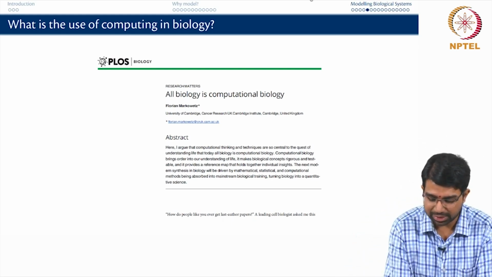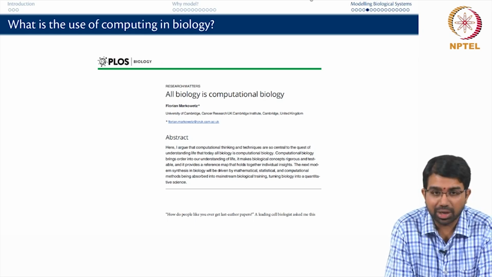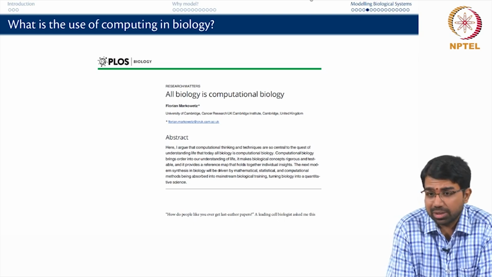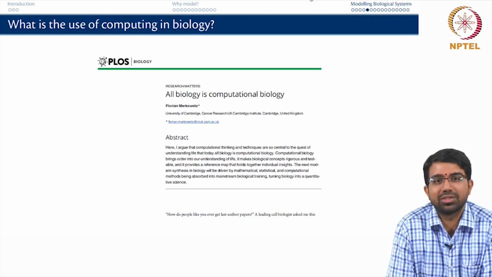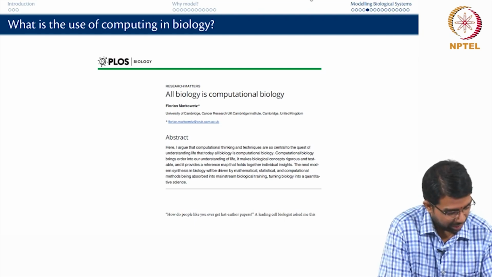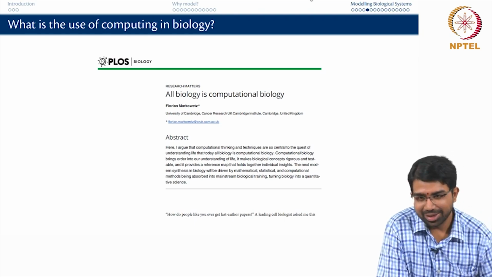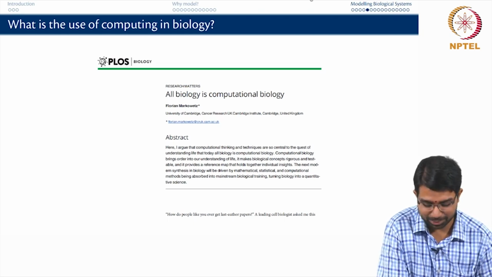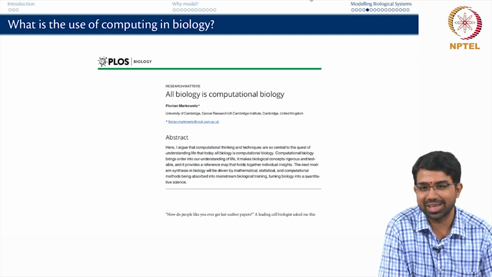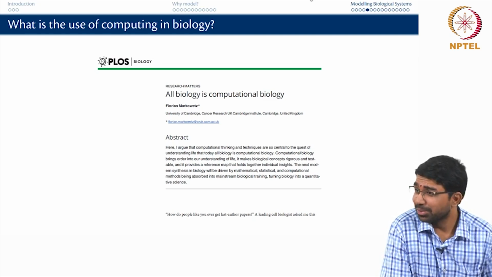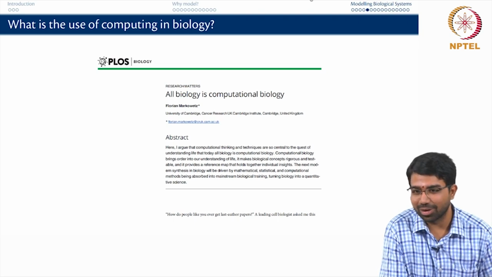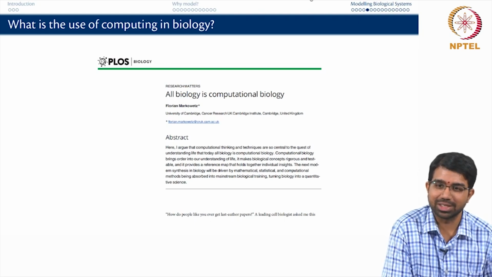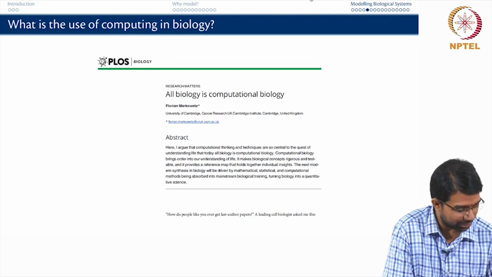Right? So, here he basically says that the next modern synthesis in biology will be driven by mathematical, statistical and computational methods being absorbed into mainstream biological training, which is what we hope to achieve through courses such as these. And if you note, I have a small quotation at the end, from the initial part of the paper, which is, how do people like you ever get last author papers, right. Because bioinformaticians usually play second fiddle all the time, and it becomes a challenge for them to get authorship, and all those kinds of challenges start emerging.